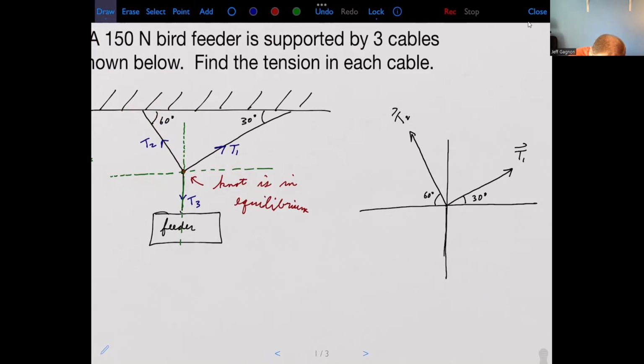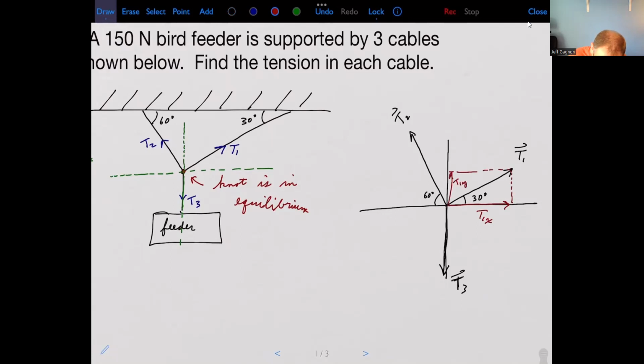In a negative y direction. This would be like T3. Okay, so what I want to do is find the components, right? I want to find T1x. So if I project T1 onto the x-axis, this is going to be T1x. Project T1 onto the y-axis. This will be T1y.